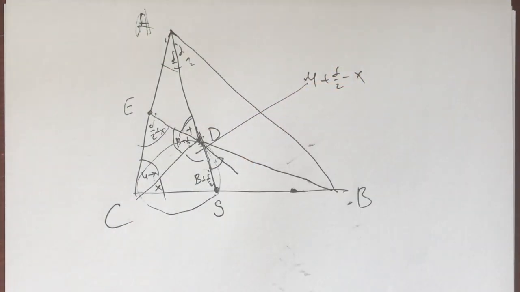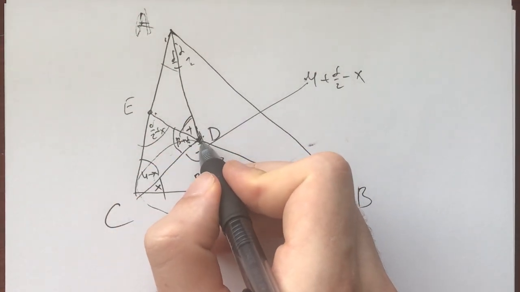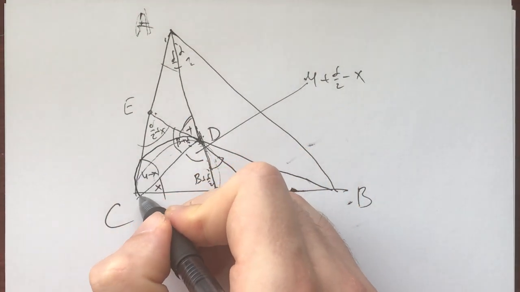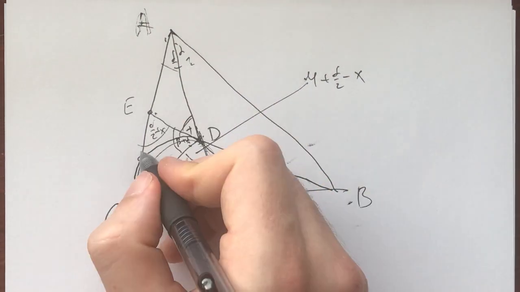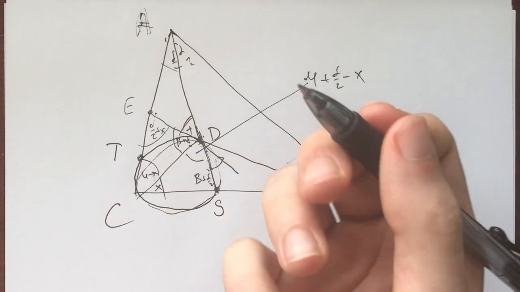Okay, can we do anything about this? I invite you to take 5 to 10 minutes and see if there's anything more that you notice just by adding the point E. And for me, I want to explore this tangency condition. So let me take the other intersection of circle CDS with AC. So let's call this point T, just for now.